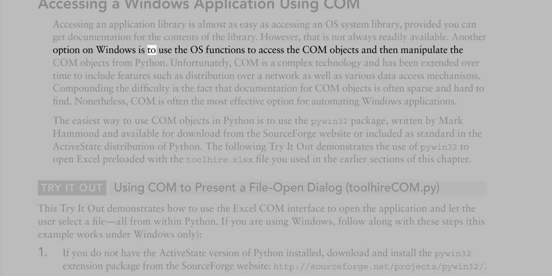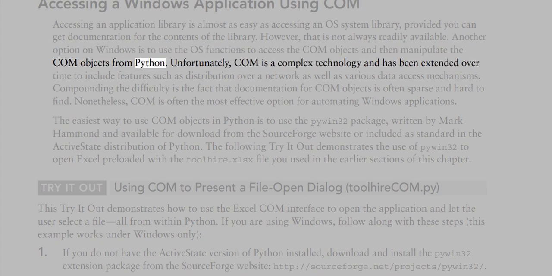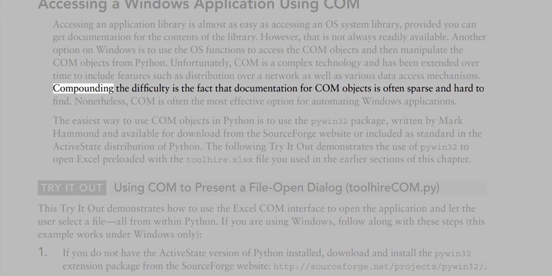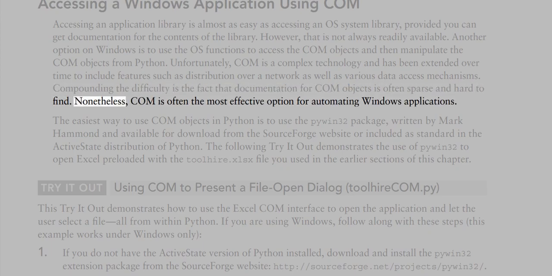Another option on Windows is to use the OS functions to access the COM objects and then manipulate the COM objects from Python. Unfortunately, COM is a complex technology and has been extended over time to include features such as distribution over a network as well as various data access mechanisms. Compounding the difficulty is the fact that documentation for COM objects is often sparse and hard to find. Nonetheless, COM is often the most effective option for automating Windows applications.